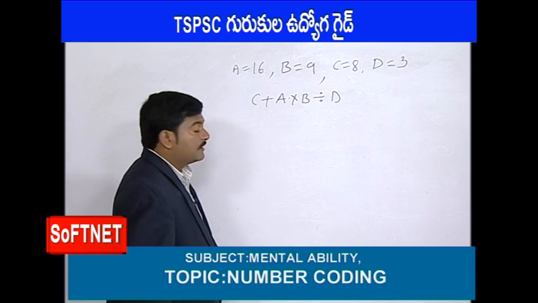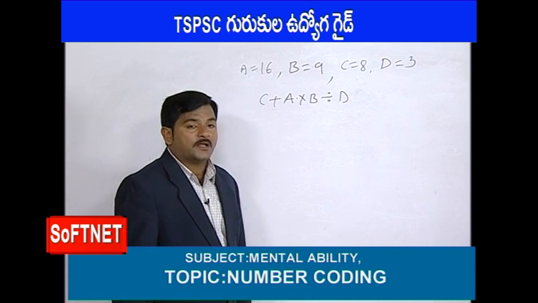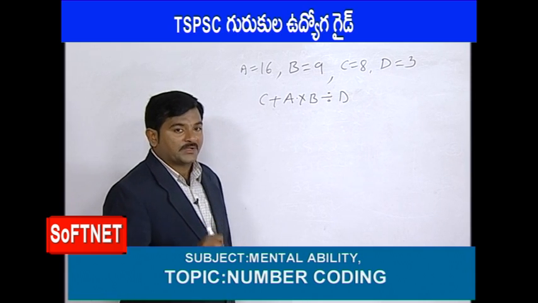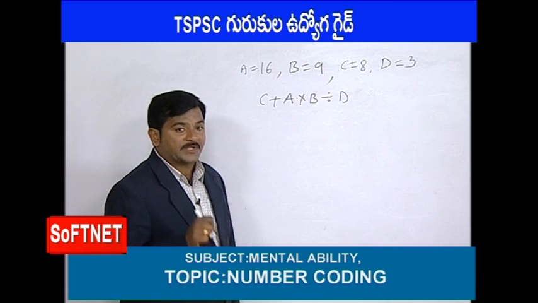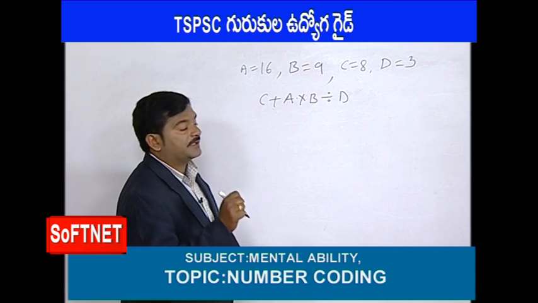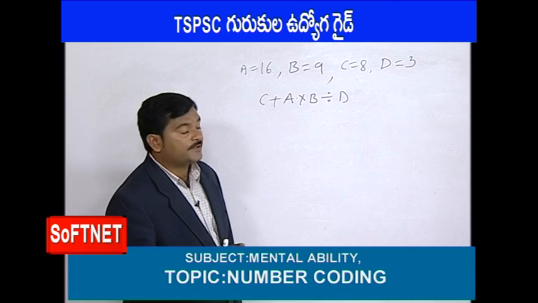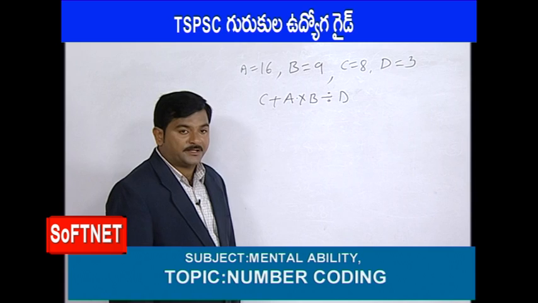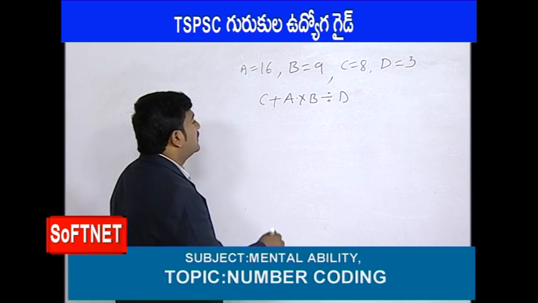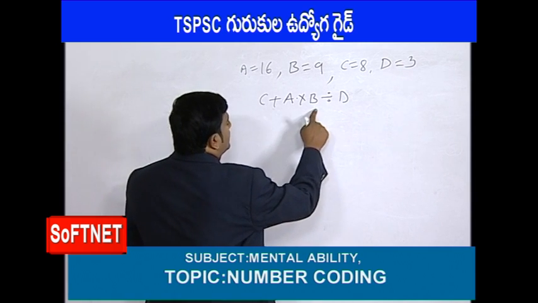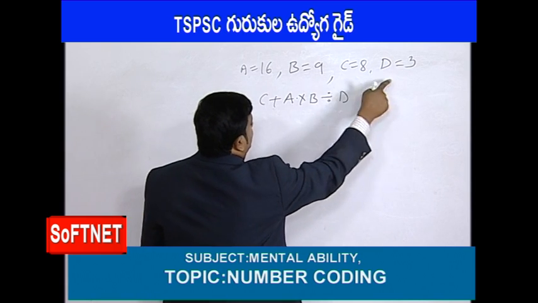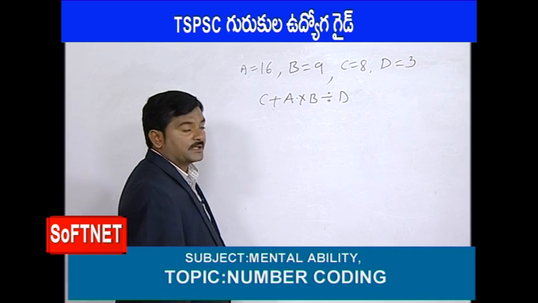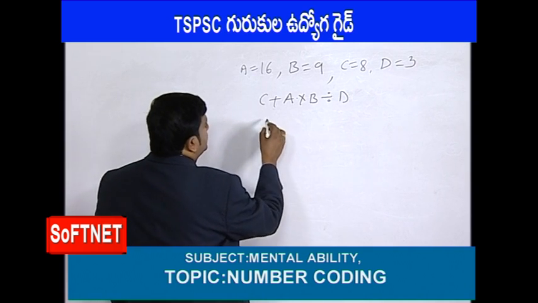So he asked to find the value of this. Now instead of these alphabets, numerical numbers are assigned. Now we have to take the corresponding numerical numbers. What will we get here? C means 8.